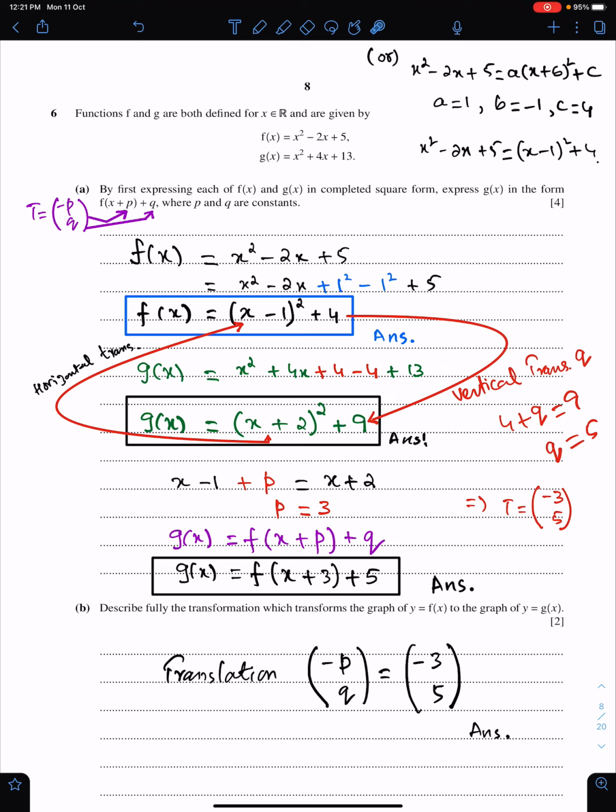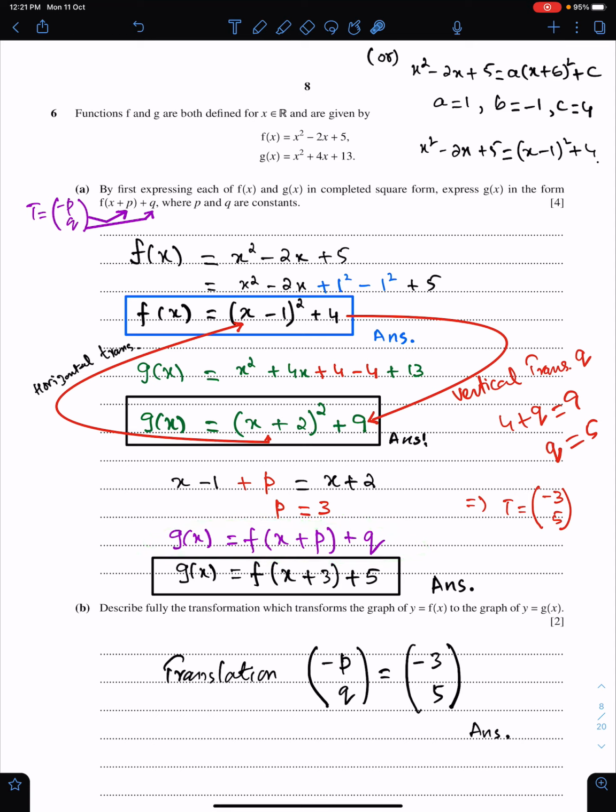The first part is very simple. We just had to convert this and this into completed square form. This part was simple. The second part is important. By observing this equation, you can easily understand that this is combined translation with vector minus p and q.